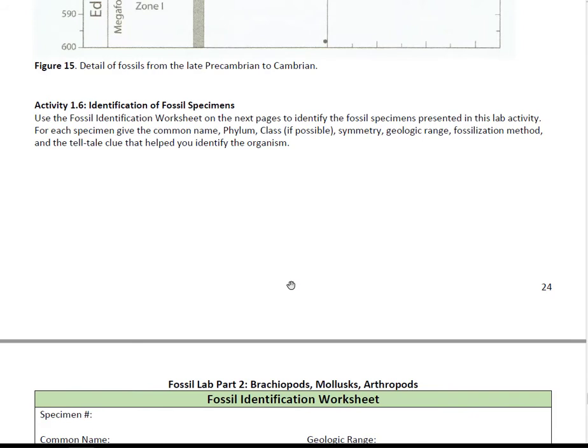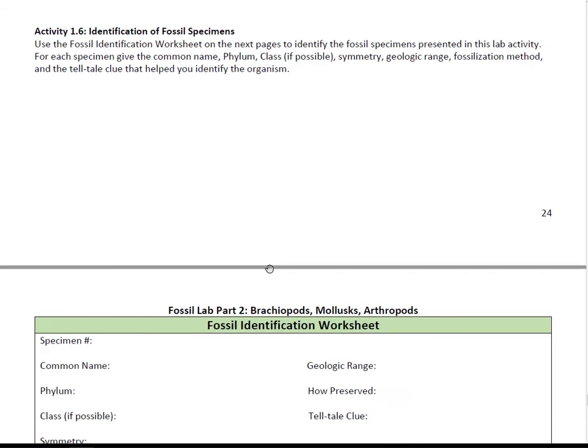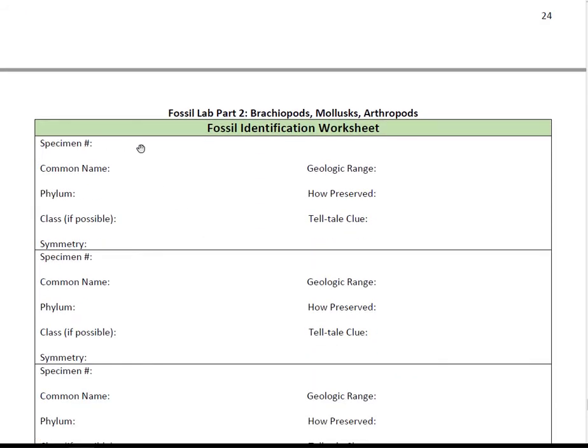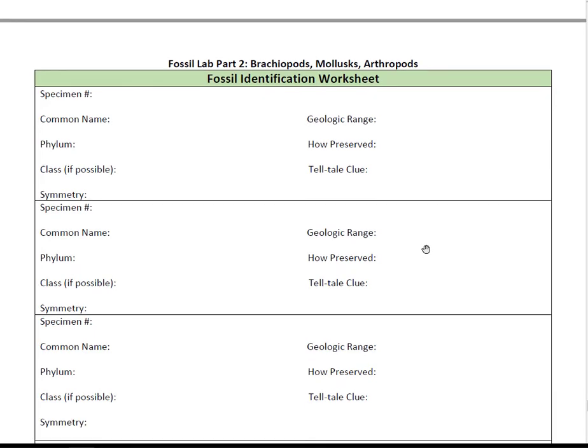Now, the last part is on identifying these different fossils. So again, we're going to have a specimen number, give me the common name, phylum, well, I'll give you those, class if possible, especially for the mollusks, and then try to figure out the symmetry. And then if you can identify the organism using the sheets in this lab, give me the range. And if you can identify the type of fossilization, put that in there, and then what clue really helped you with that identification. So let's look at the first sample.